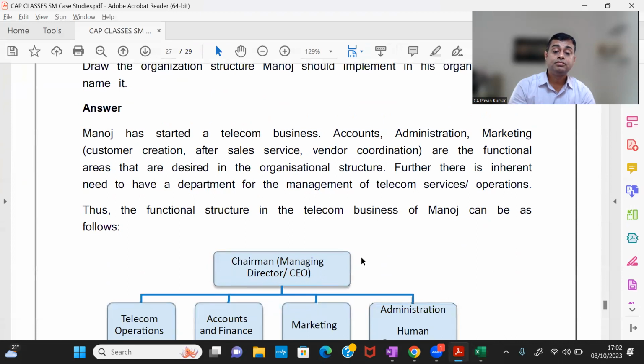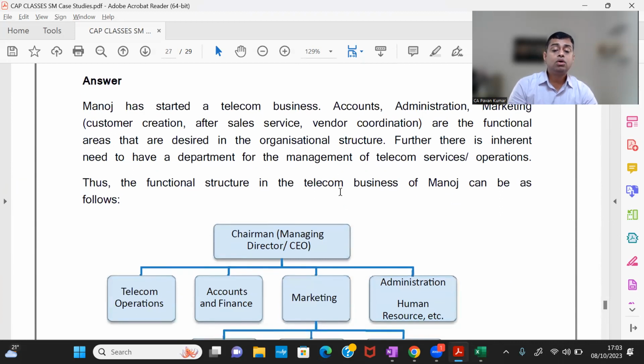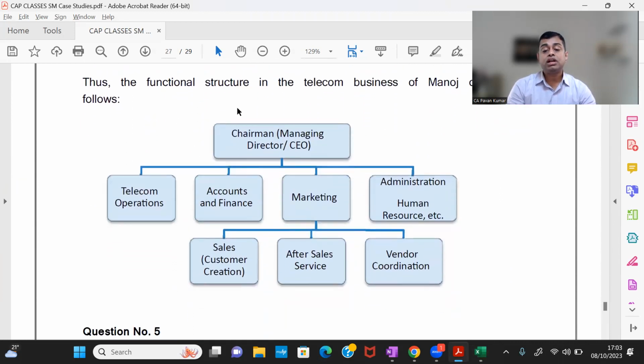So in this case, Manoj has started a telecom business. Accounts, administration, marketing are the functional areas that are desired in the organizational structure. There is an inherent need to have a department for the management of telecom. So the functional structure is like this. There will be chairman, managing director, CEO. Under him, different departments. Telecom operations, accounts, finance is one department. Marketing is one department. Again, under marketing, sales is there. After sales service is there. Vendor coordination is there. Admin, human resources is one department. Simple.